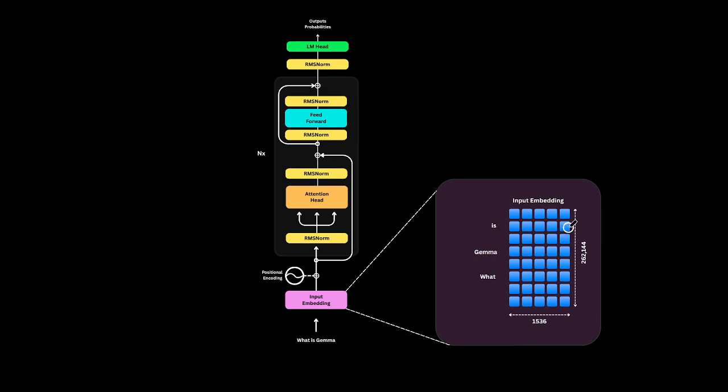In the case of the E2B model, it stores the meaning of each word as a vector of size 1536. This is how it represents the meaning of a word. So when you bring in a prompt, it does a quick lookup to get the word. Take for instance, Gemma, it goes in here and gets the vector that represents it, and the same with the other words.